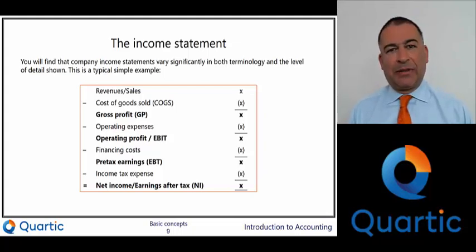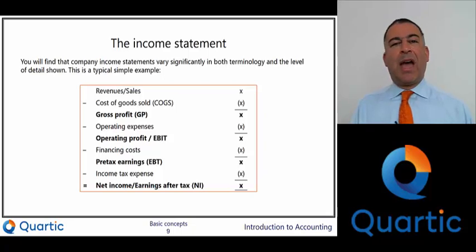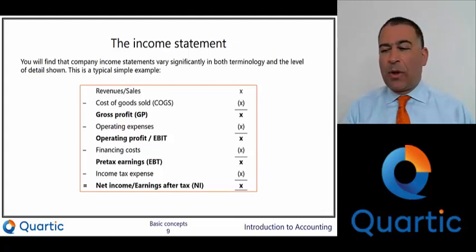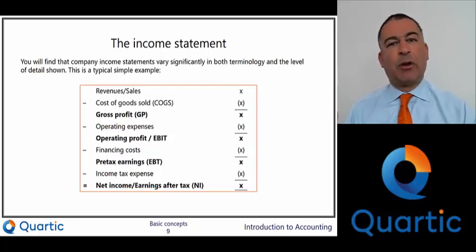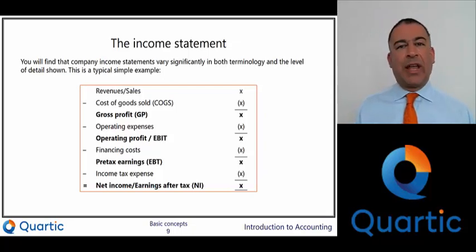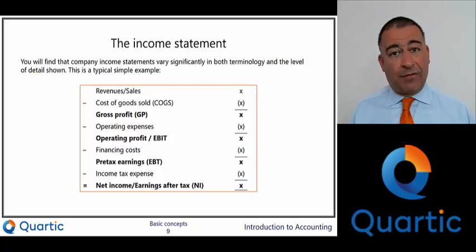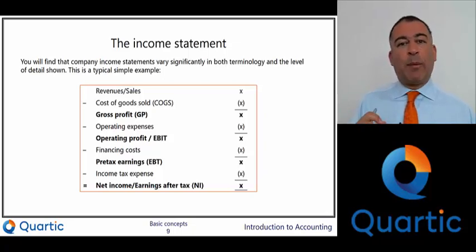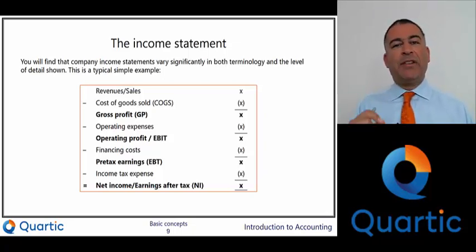The income statement. Now, this is where we show the revenue and the expenses. This varies enormously, how long it is, how many numbers are in this, what level of depth it goes to. But we start off with what we hope is the biggest number, and that is revenues. So revenues, also known as sales, also known as turnover. And revenues represent the value of everything sold to customers in the year.